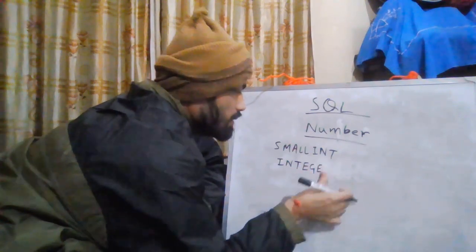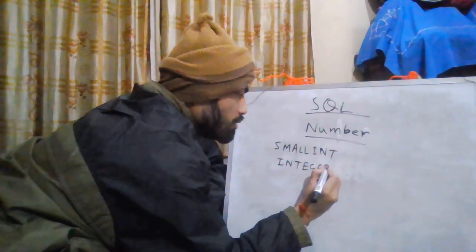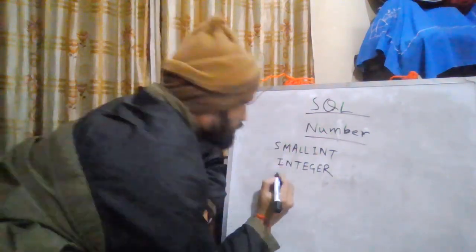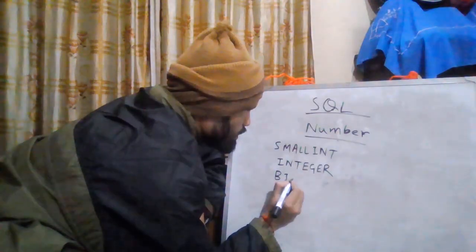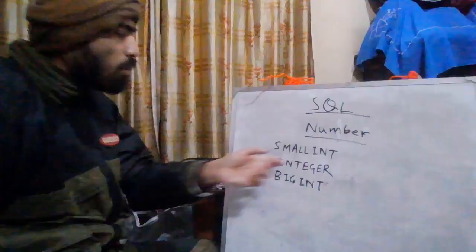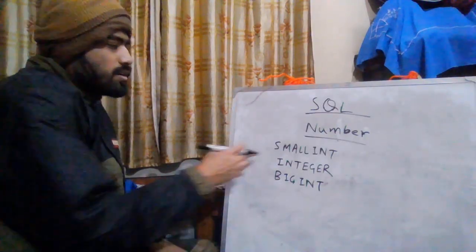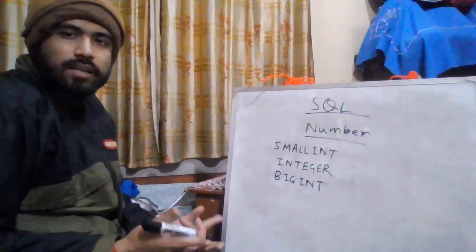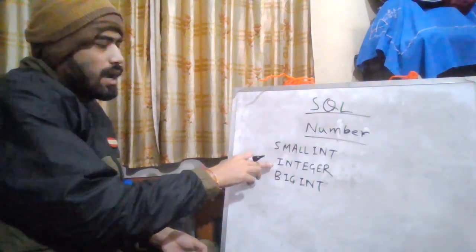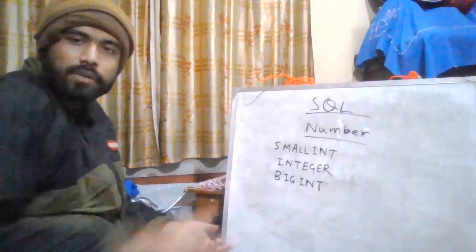Then integer or int, that depends on the language. In PostgreSQL, you write integer, the whole thing, but in some languages you write int only. And big int. Small int, integer, big int. The normal integer is basically the medium one. Small one is smaller than integer, and big int is bigger than integer. That is why I have written small and big.